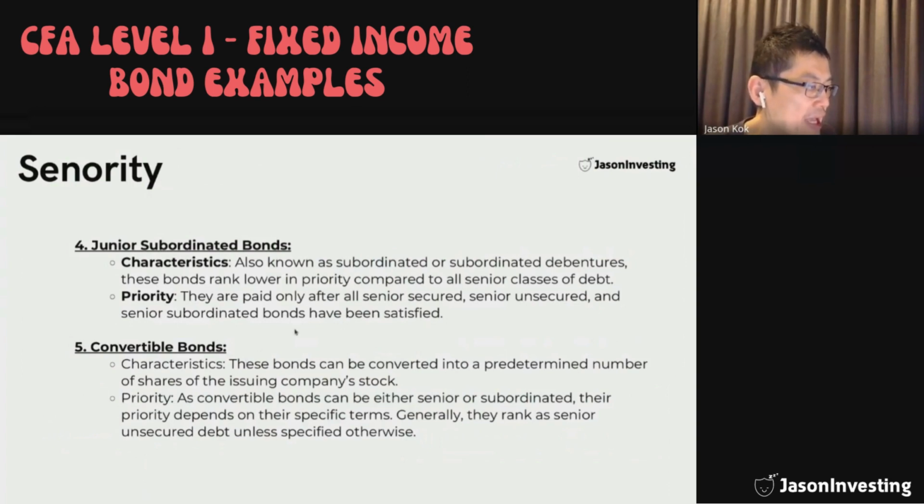And lastly, we have convertible bonds. Convertible bonds are bonds that can be converted to equity. They can be either senior or subordinated, but their priority depends on their specific terms. Generally, they rank as senior unsecured debt unless specified otherwise. Okay, now that we have gone through these terms, we can look into actual examples.